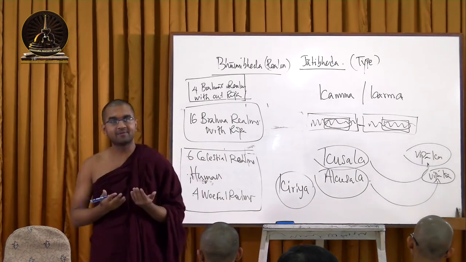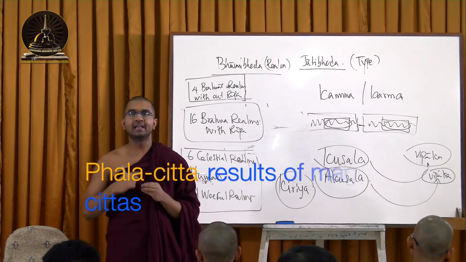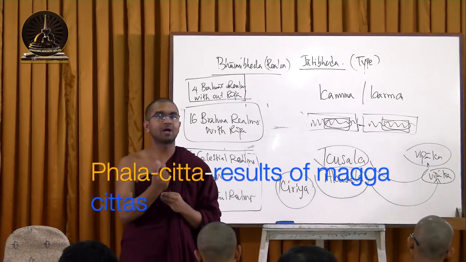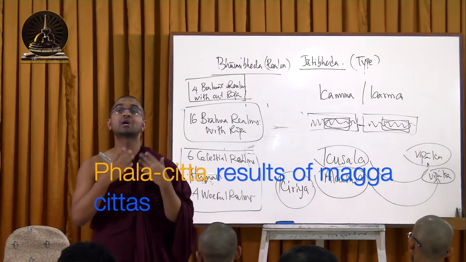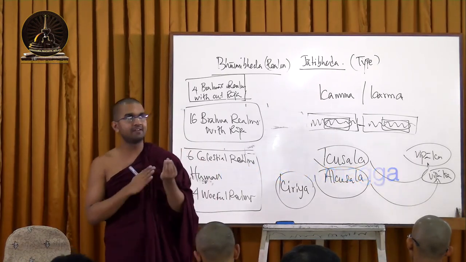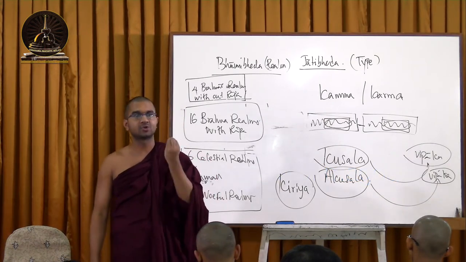Then the next type of chitta is phalachittas. When we have eradicated the kilesas, then there appears another result of our practice. This chitta, phalachitta, we call it, it has already overcome. Overcome means these chittas arise after the defilements are eradicated. When the defilements are eradicated, the chitta arises, it's called phalachitta.